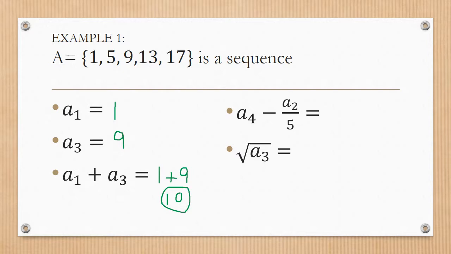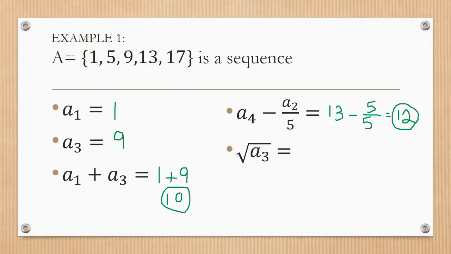A sub 4 minus a sub 2 divided by 5 means the fourth term minus the second term divided by 5. So I'm going to replace the fourth term, or a sub 4, with the fourth term in the sequence, which is 13, minus the second term in the sequence, which is 5, divided by 5. Now 5 divided by 5 is 1, and 13 minus 1 is 12. And that's the final answer.